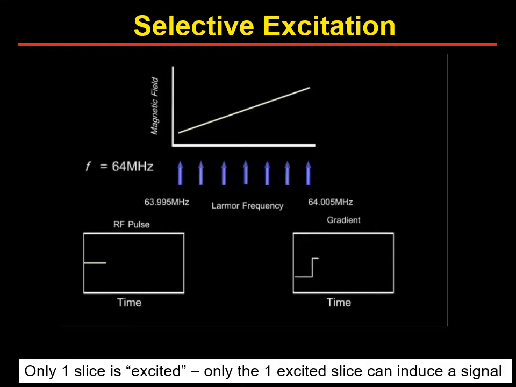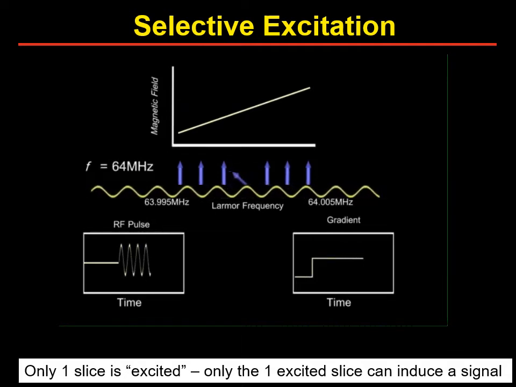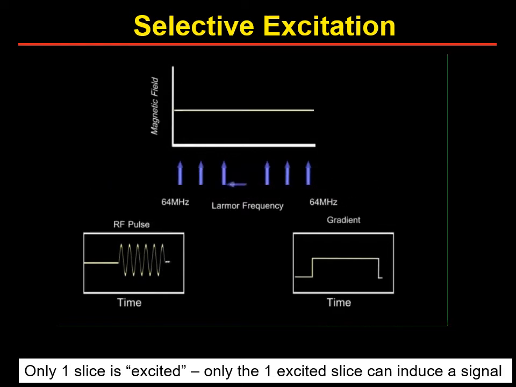We apply an RF pulse in the presence of a gradient. The pulse matches the Larmor frequency of only one location along that direction. That vector absorbs that energy, is perturbed from the z-axis into the horizontal plane, and in that plane we can detect the signal. So only one slice is excited. Only the one excited slice can induce the signal in the coil.